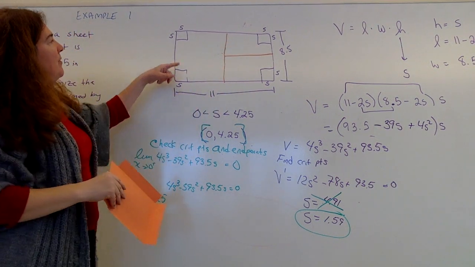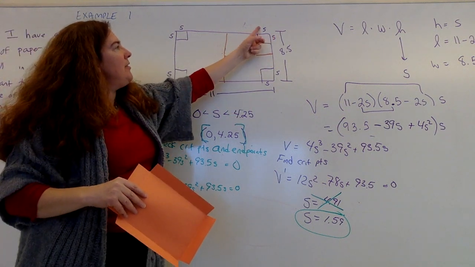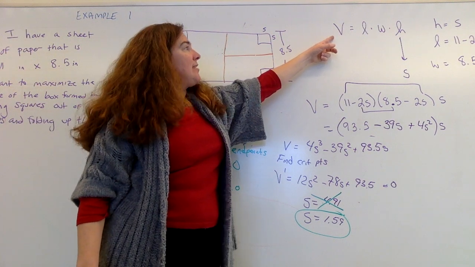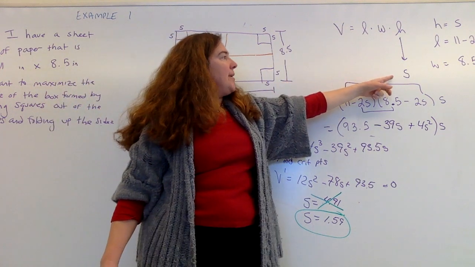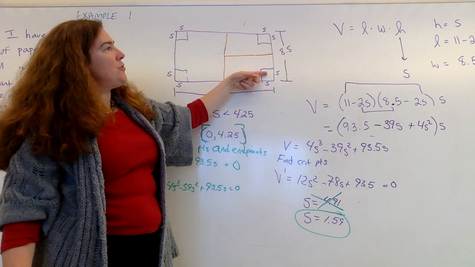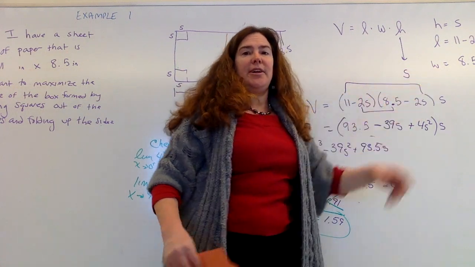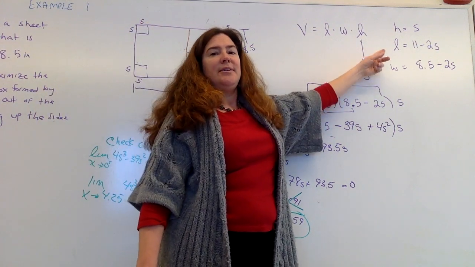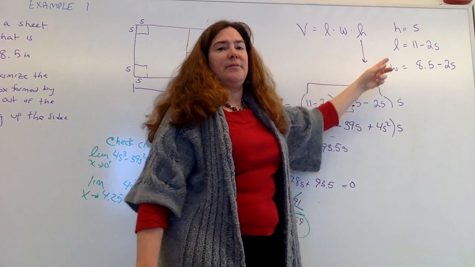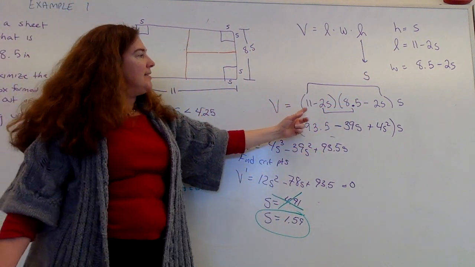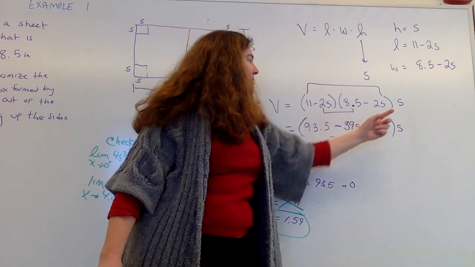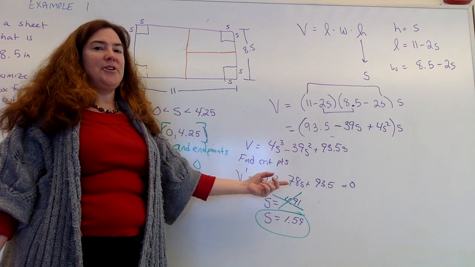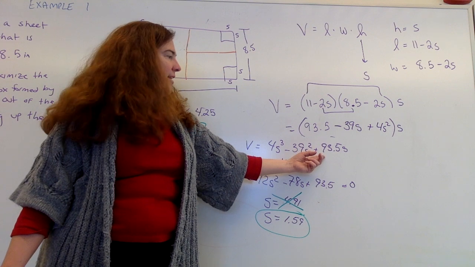Okay. I label it. It's 11 by 8.5, and I'm cutting out squares of side S. The volume of a box is length times width times height. If I'm folding it up, I know that my height is S. If I'm cutting two squares out, my width becomes 8.5 minus 2S. My length is 11 minus 2S. So now my volume is length times width times height. Multiplying that all out gives me 4S cubed minus 39S squared plus 93.5S.